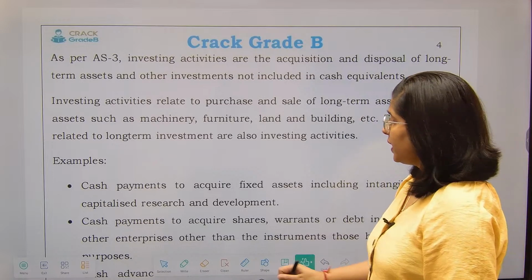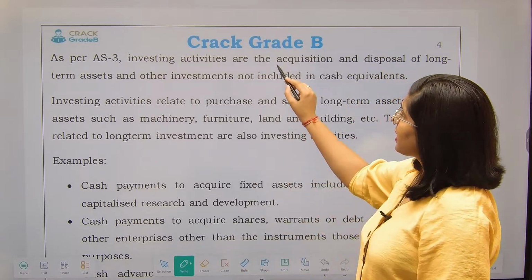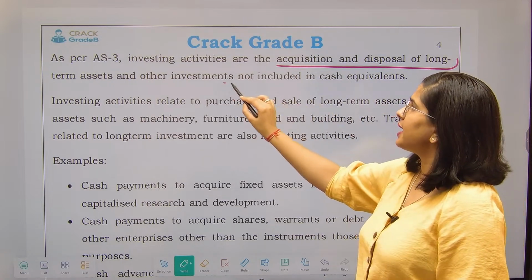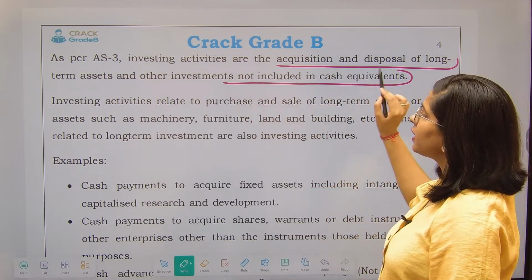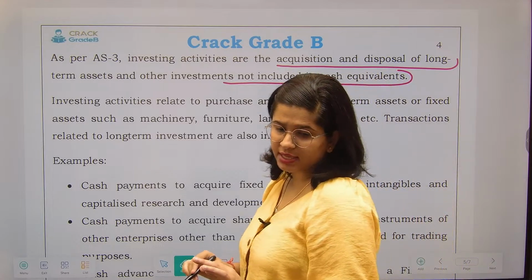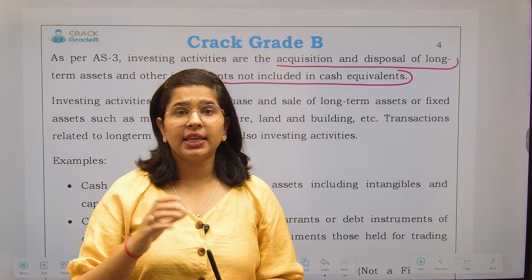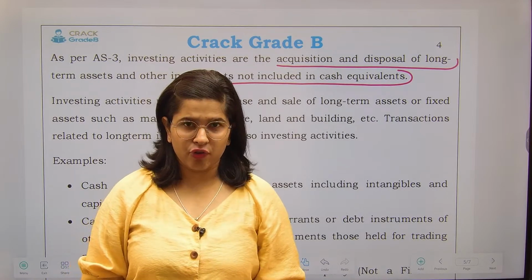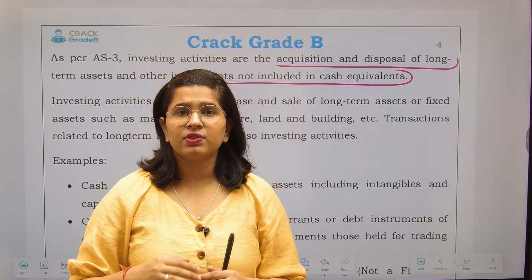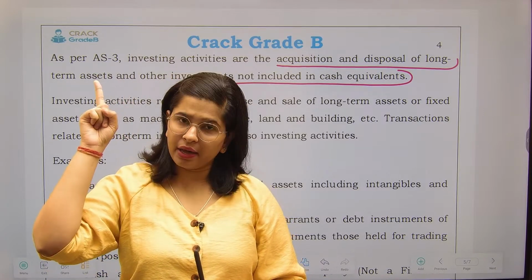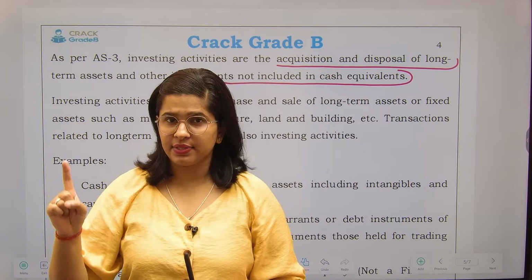So as per Accounting Standard 3, the investing activities are the acquisition and disposal of long-term assets and other investments which are not included in the cash equivalents. Now, the investments which have a maturity within 3 months are called cash equivalents. But other investments which are long-term in nature are taken over here as an investing activity.